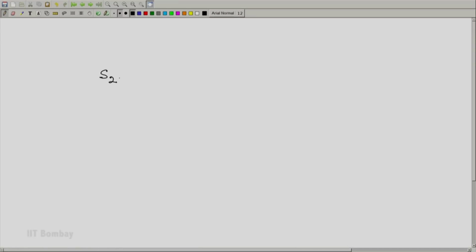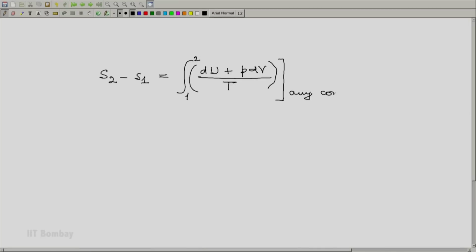Now using the entropy relation, if we want to determine the entropy change between two states, that would simply be the integral of dU plus pdV divided by T, this whole expression from 1 to 2 across any convenient path, of course from 1 to 2.